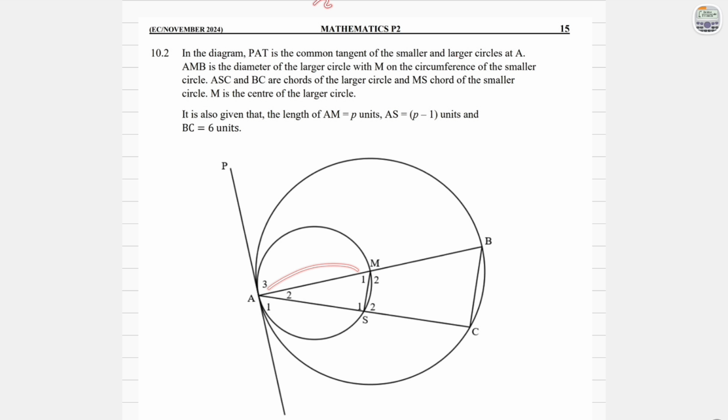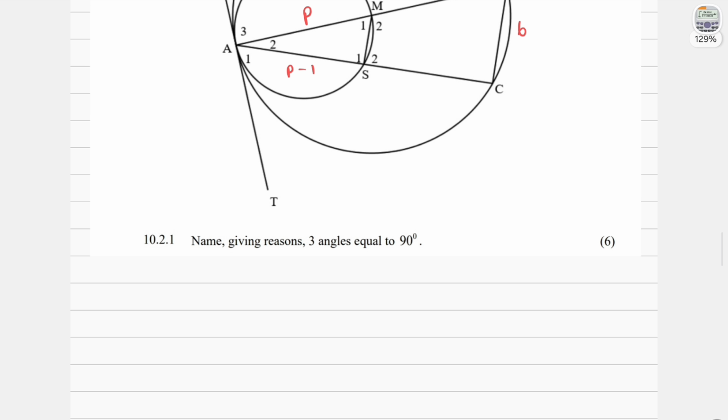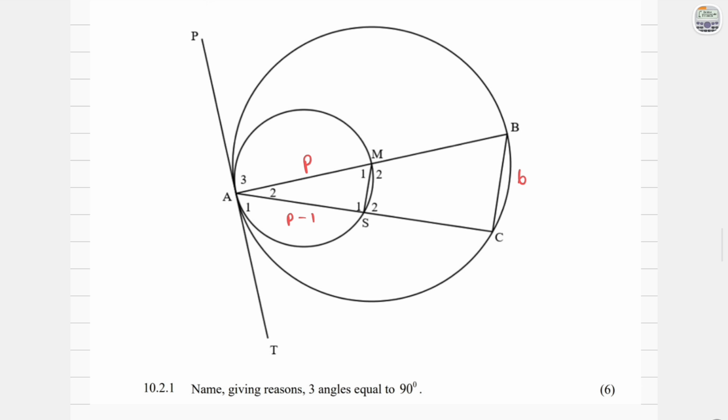Let's just take this down. AM is P units and AS is P minus 1 units. BC is 6 units. And the first question, 10.2.1, says: name, giving reasons, 3 angles equal to 90 degrees. Okay, let's look at our diagram.